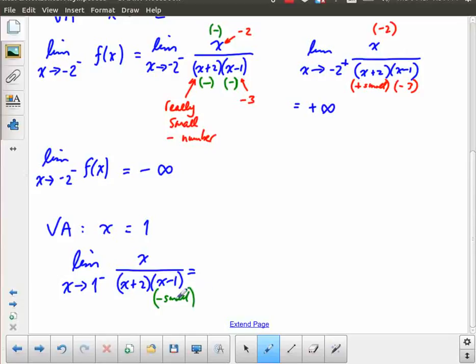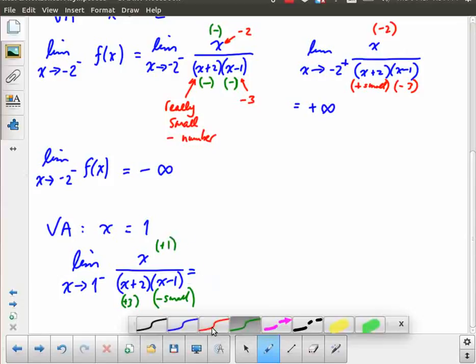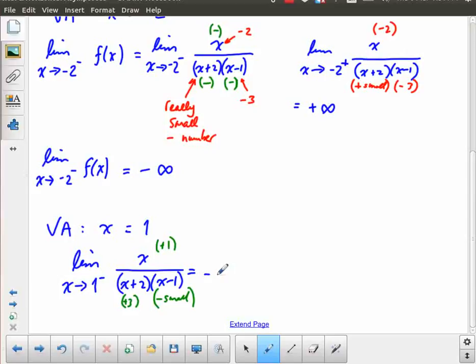And I'm just making up this notation. There's nothing special about this. I'm just using this to help me keep track. This number is approaching 1. That's just going to be 3, which is a positive 3. And up here, this is going to be a positive 1. And so when I work all of those out, you can see I've got a negative small and 2 positives, so that's going to be negative infinity.